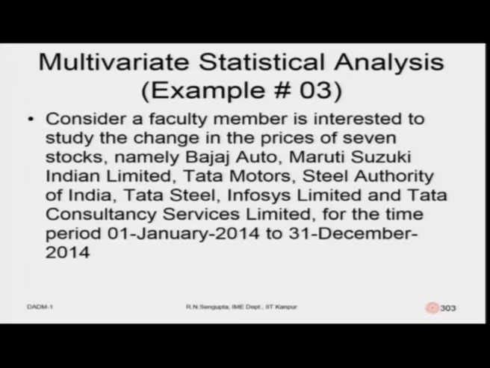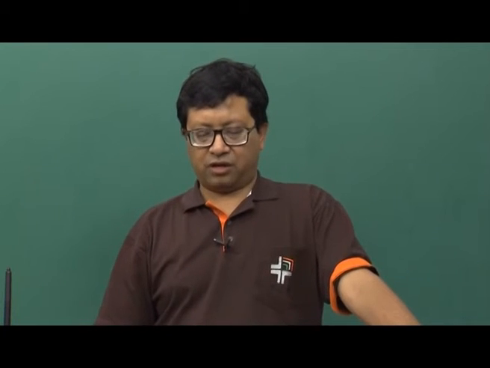And the data points are starting from 1st January 2014 to 31st January 2014. So, technically the total number of days is 364 or 365, but the number of trading days would be on an average 240. So, we are basically using 240 data points to find that out.